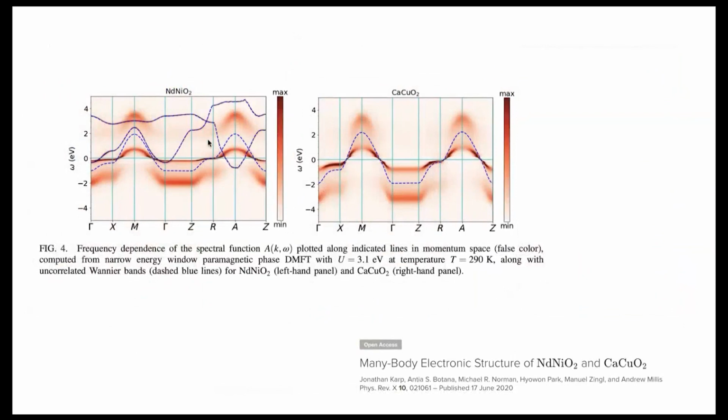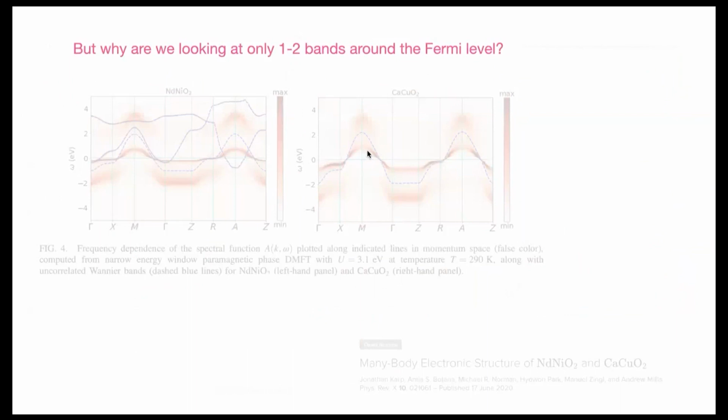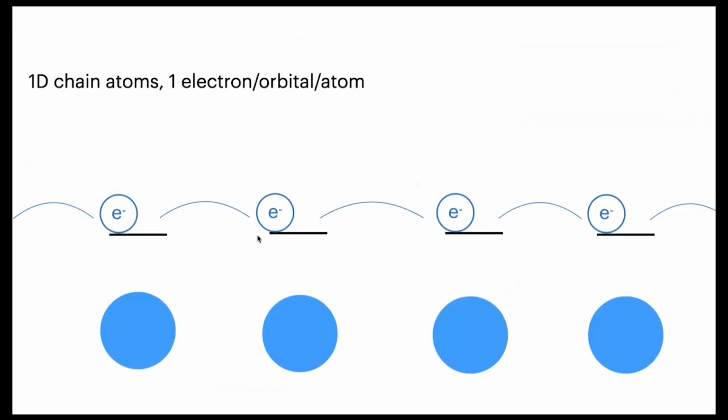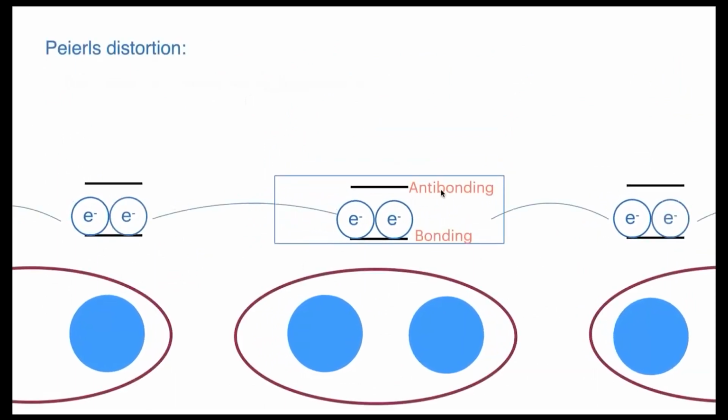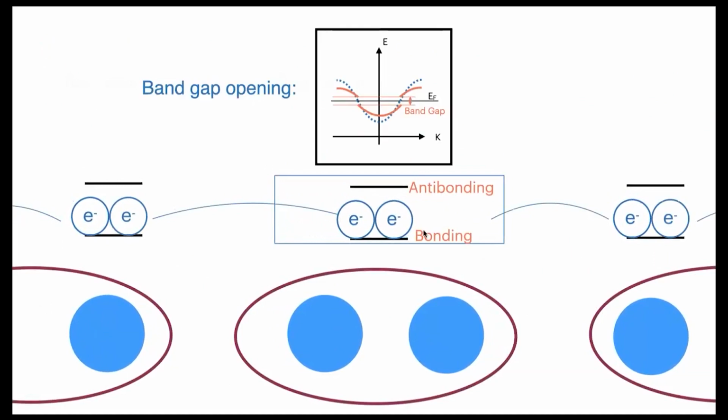Okay, so going back to this, this is how you read this type of plot. So the other question is, why are we only looking at one or two bands around the Fermi level in these calculations? I was showing this picture of this 1D chain of atoms, one electron per orbital per atom, and this is often the type of model that is used. Again, you have these Peierls distortions, all of these things, you can think of them in this very simple picture, even if the material is more complicated.